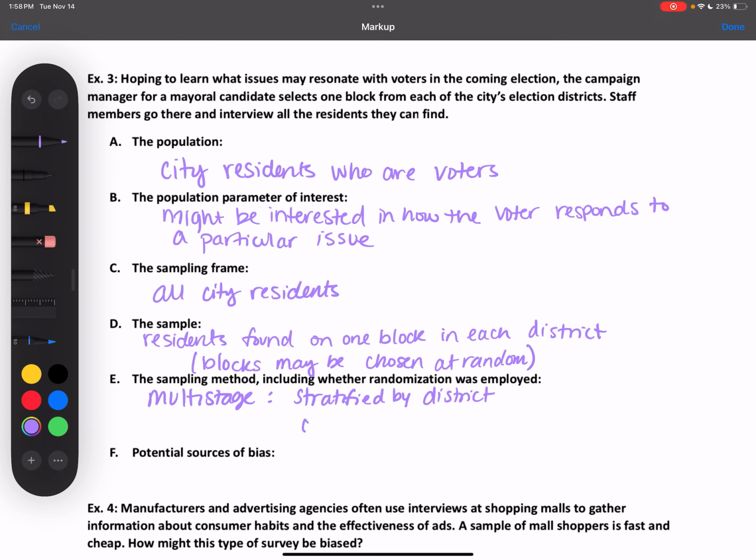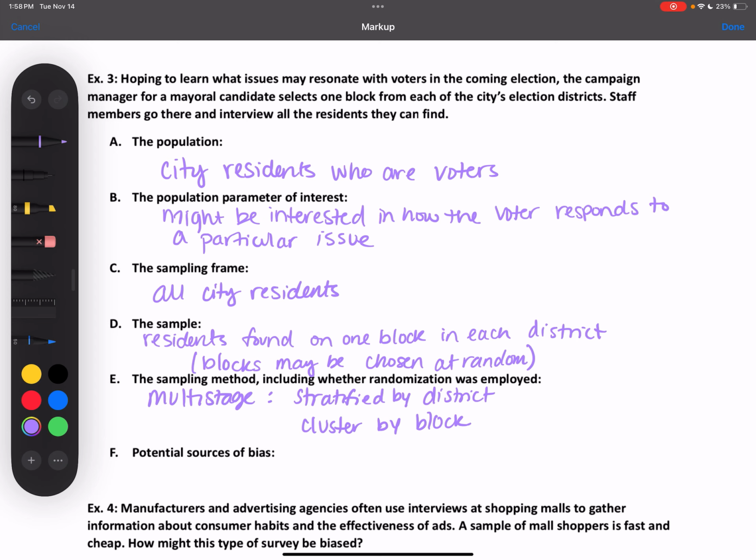and then it's clustered by block. Because everyone on a block would be a cluster. Right. But stratified is that they're doing it by district within the city. And then it's going to a more specific cluster by block.